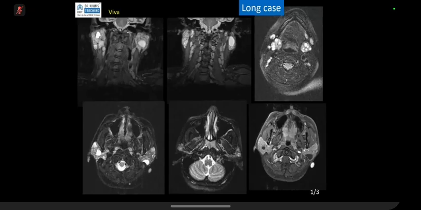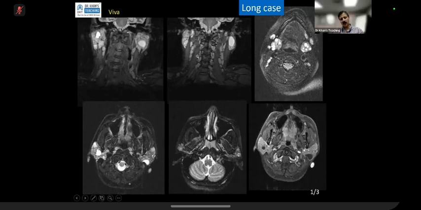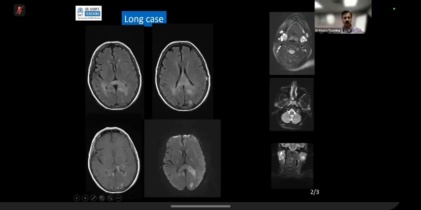Is it normal? No, it doesn't seem normal because it's a fat set image and there are some hyperintense signals seen within it. So what is happening here? There are multiple lymph nodes seen along the bilateral. Okay. Now, same case, you've got a tumor in the brain.